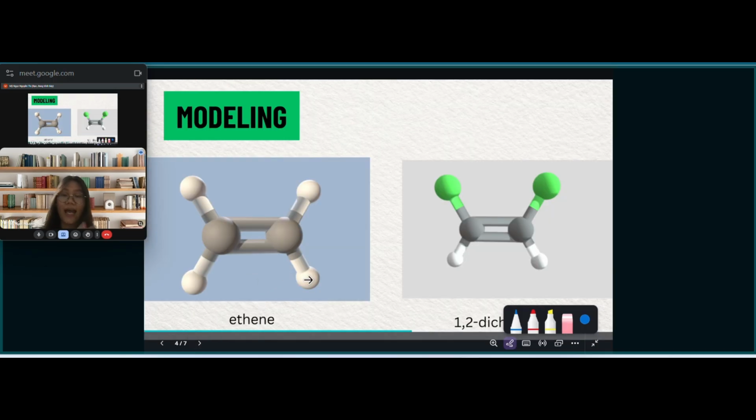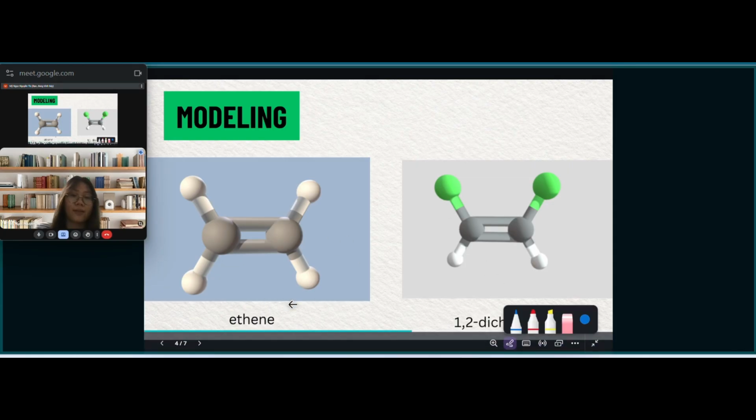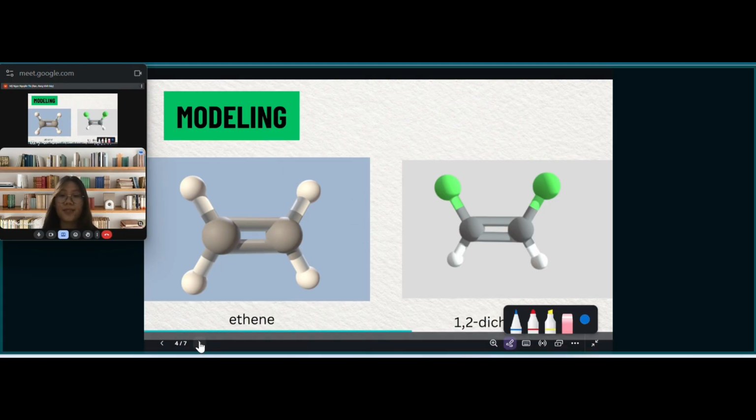The second one, I have two models. Here you can see on the screen. The first one is ethane. The second one is 1,2-dichloroethane. So the class will be divided into groups, and each group I will give a kit. This group will match my kits to form the two models. Okay, and we have some criteria.